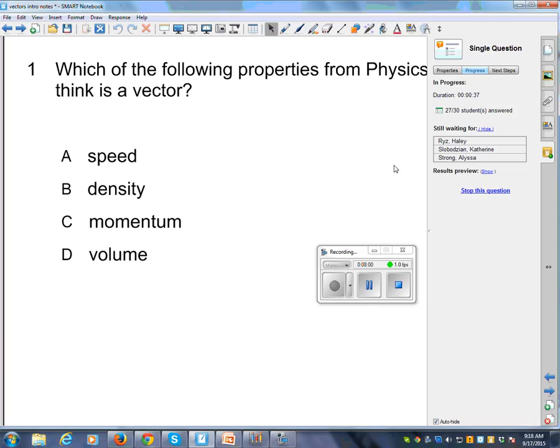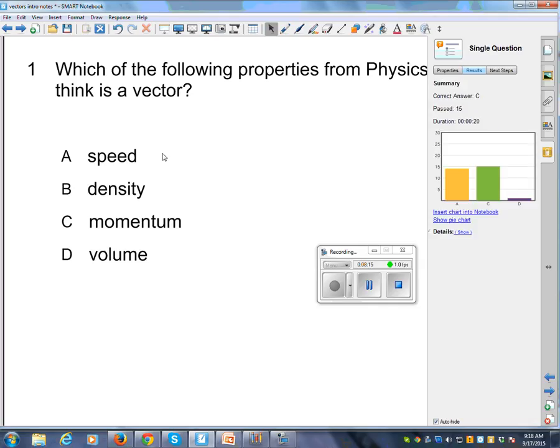You might not know what some of those things are now. Make sure you press enter. Correct answer is C. Momentum.